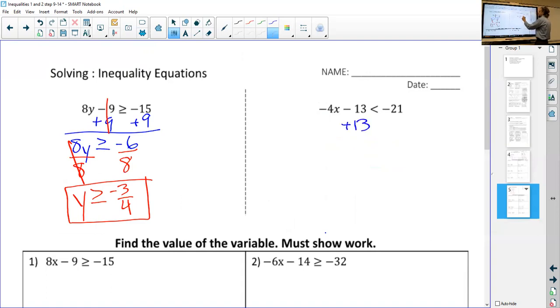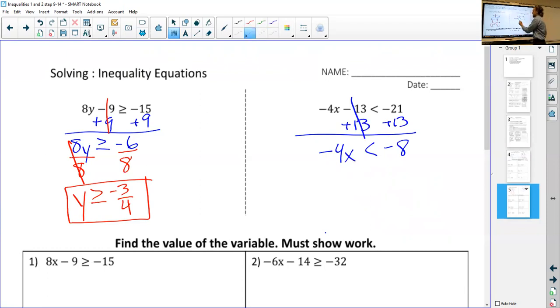So we do plus 13 to both sides. Nice, easy start. That'll cancel. So we have negative 4x, so you should be like, oh, something's going to happen here. We're going to leave it, because we haven't divided by a negative yet. Keep the symbol the way it is for now. Negative 21 plus 13 is negative 8.